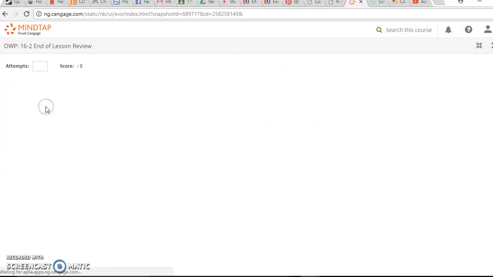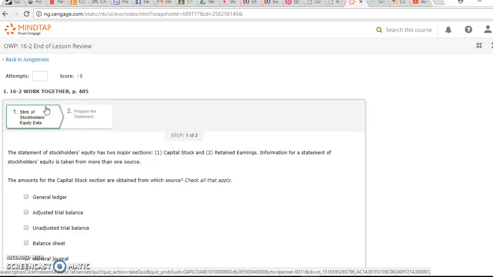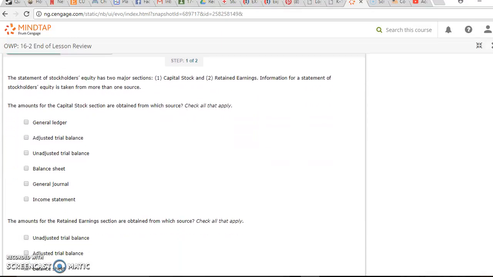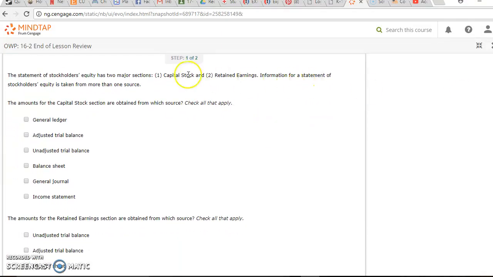I'm going to do the 16-2 work together. Now you can do it on paper if you want to follow along that way. So it says the statement of stockholders' equity has two major sections, capital stock and retained earnings. Information for a statement of stockholders' equity is taken from more than one source. The amounts for capital stock section are obtained from which source?